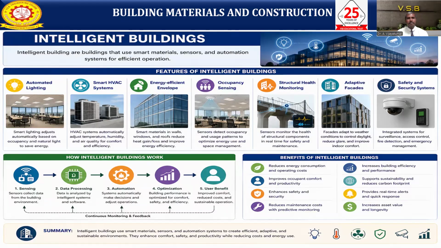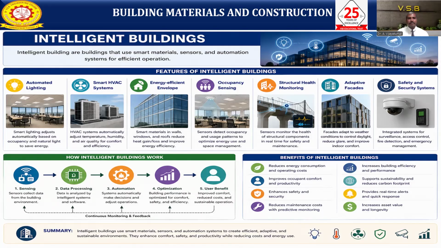So intelligent buildings are buildings that use smart materials, using sensors and automation systems for efficient operations. What are the key features of an intelligent building? First, automated lighting. When people start to enter the building, the lights automatically turn on. The smart lighting adjusts automatically based on occupancy and natural light, so we save energy.